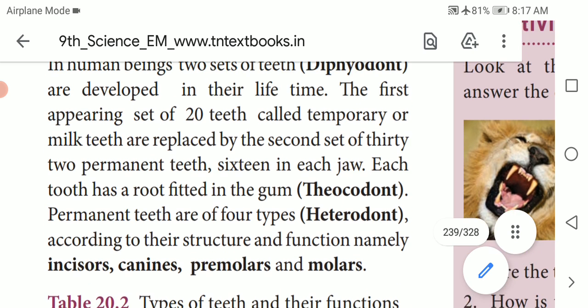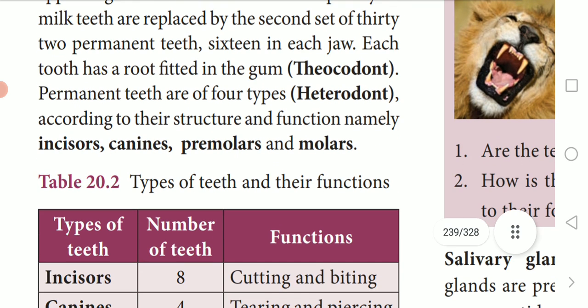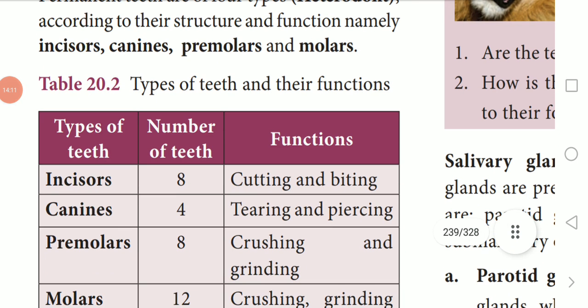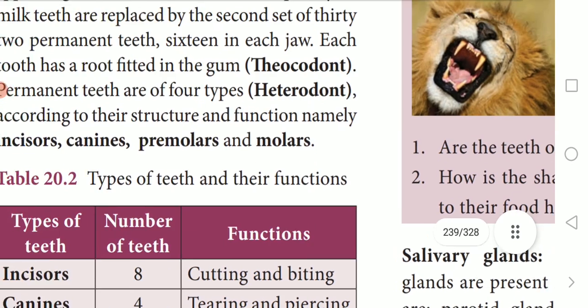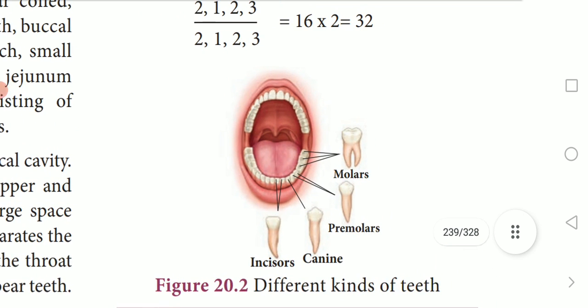That process we call thecodont. The permanent teeth are of four types. That is what we call heterodont. According to structure and function, they are incisors, canines, premolars and molars. Here are the types of teeth and their functions. We'll see the four different types of teeth and their sizes.